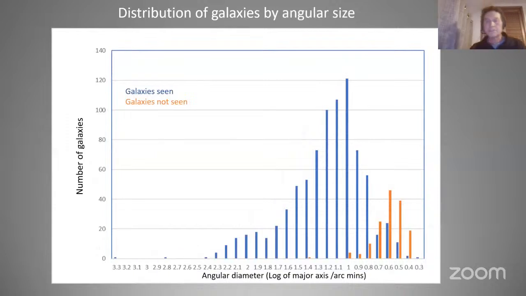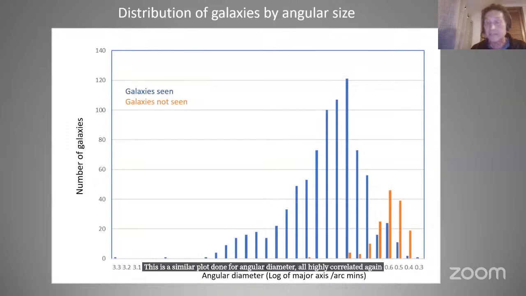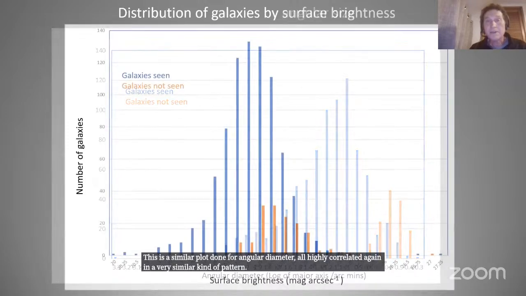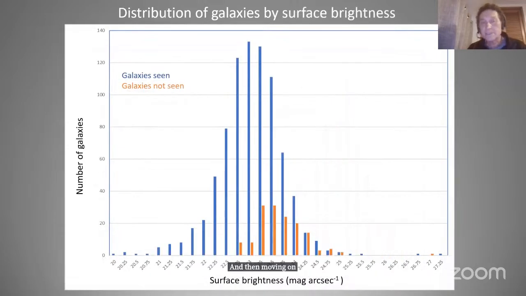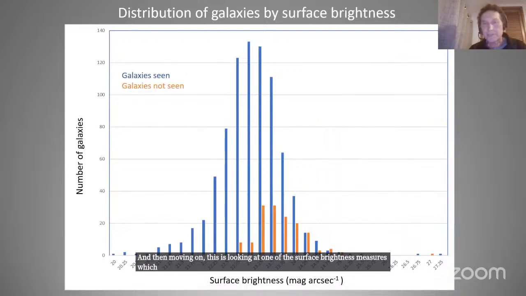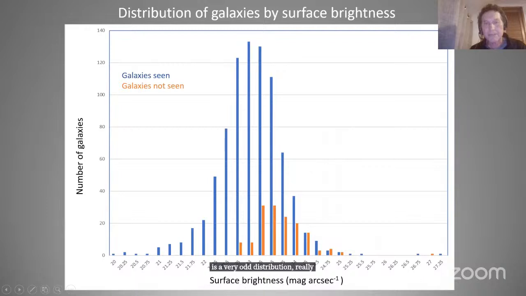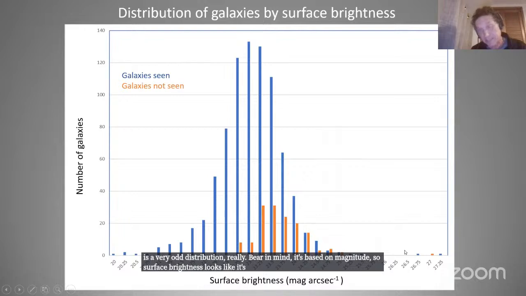This is a similar plot done for angular diameter, all highly correlated again in a very similar kind of pattern. And then moving on, this is looking at one of the surface brightness measures, which is a very odd distribution, really. Bear in mind, it's based on magnitude, so surface brightness, although it looks like it's increasing, they actually become fainter along that axis.